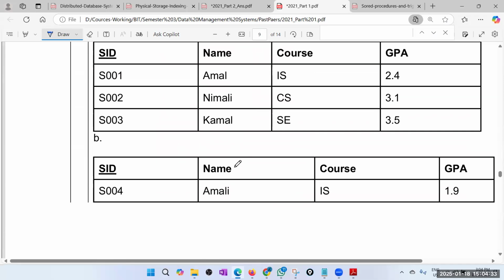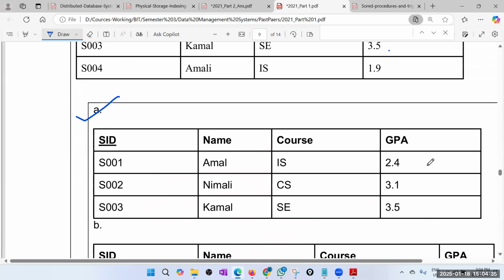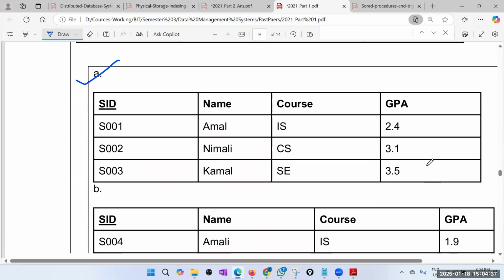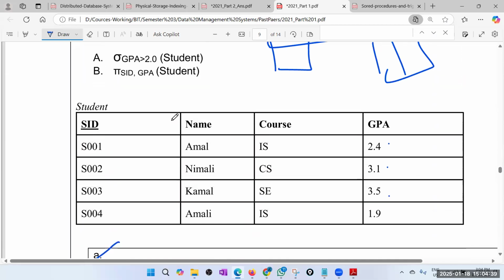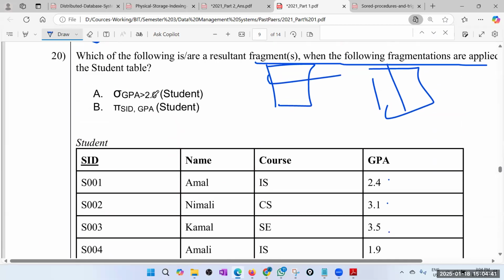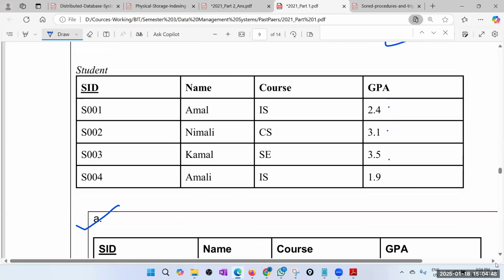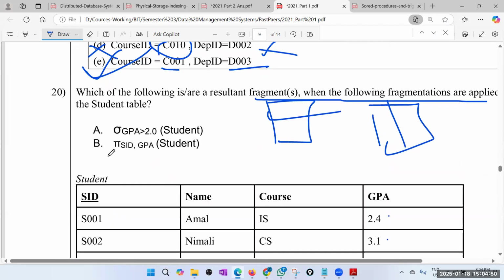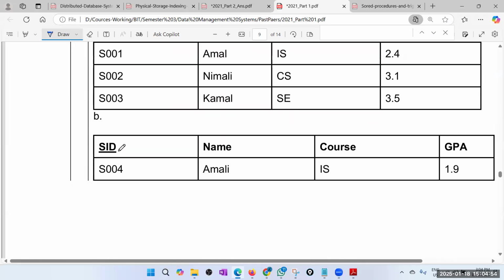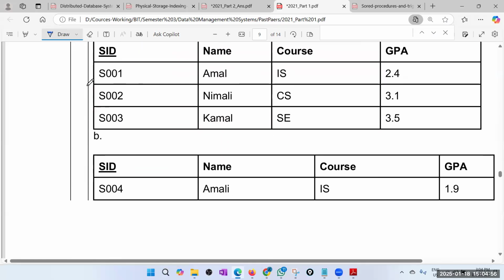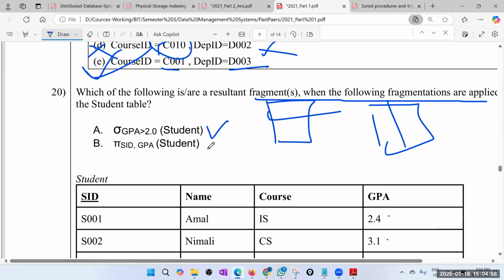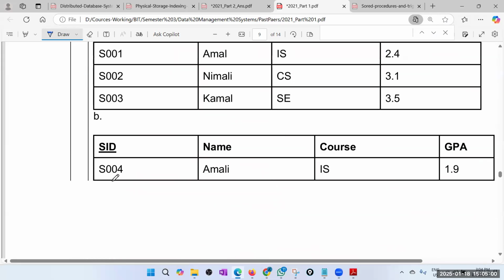B, 1.9 only. SID name course GPA. But this fragment is greater than 2. There's no fragment here telling less than 2 or something, right? අනිත් පැත්ත වෙන්න පුළුවන්, but that is not mentioned as a fragment. That is nothing to do with A or B. So therefore, yes, this is another fragment, but we are looking for these fragments, right? Anything related to this. So therefore, I will not take B.